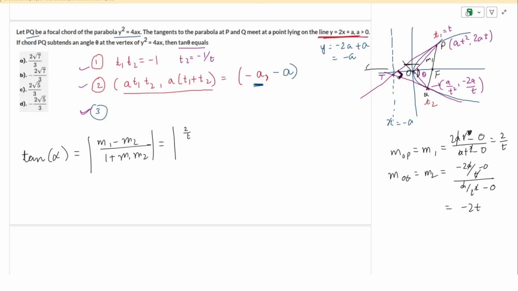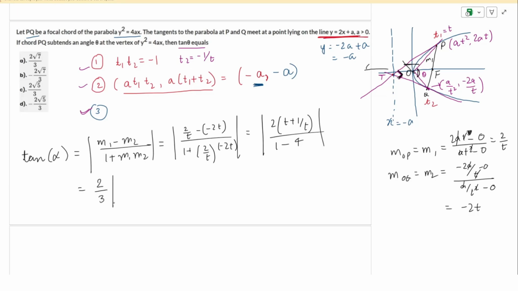Okay, let's start plugging in the values. m1 is 2 upon t, minus of minus 2t, upon 1 plus 2 upon t times minus 2t. What do you get? 2 is out, you get t plus 1 by t. And here you get 1 minus 4. So what are you left with? 2 upon 3 in the modulus, and inside you have t plus 1 over t. Do I know this, t plus 1 by t? Can I know that?